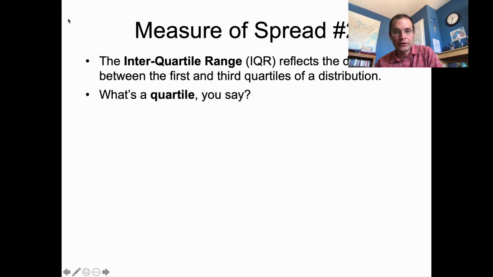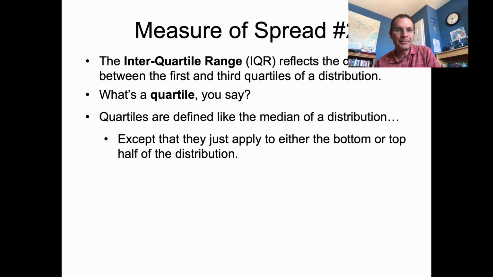So what is a quartile? The name might give it away a bit because the word quart is in there, or you can think of it as quarter. We're going to split the distribution up into quarters and then figure out where we are at each quarter in the distribution. So a quartile is defined like the median of a distribution, which we saw a couple lectures ago, except that it only applies to either the bottom or the top half of the distribution. So you split the distribution up in half to begin with, and then you split each half up into halves as well.